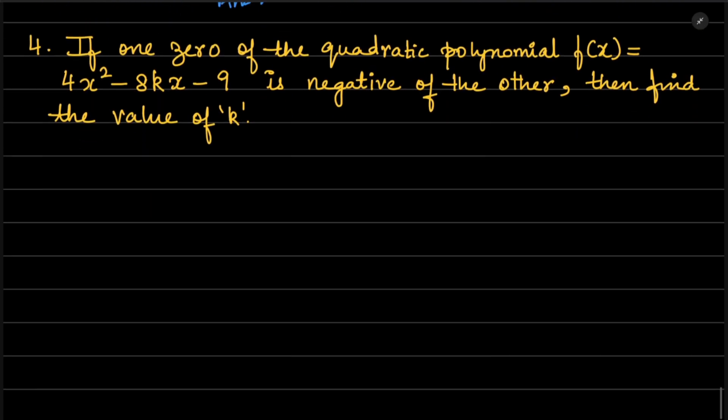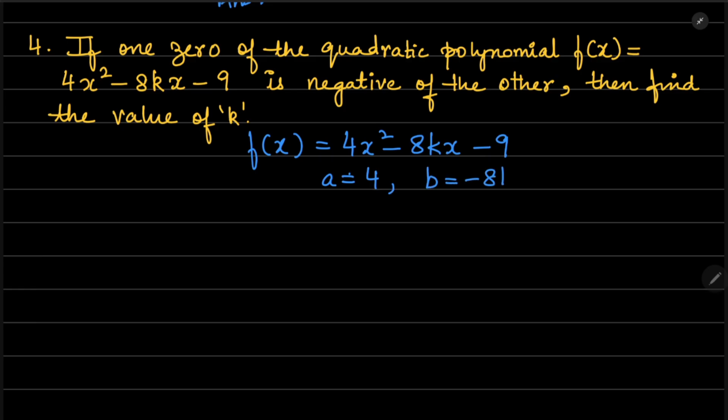If one zero of the quadratic polynomial f of x equal to 4x square minus 8kx minus 9 is negative of the other, then find the value of k. Let us write what is the given polynomial f of x first. 4x square minus 8kx minus 9. Okay, so here you know a is nothing but 4, b is minus 8k, and your c is nothing but minus 9.